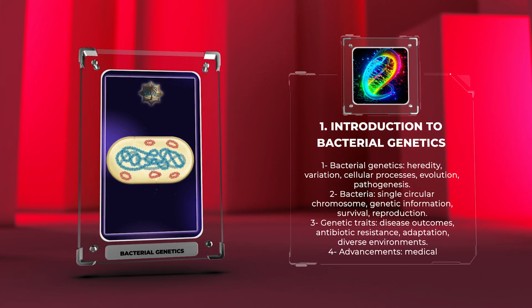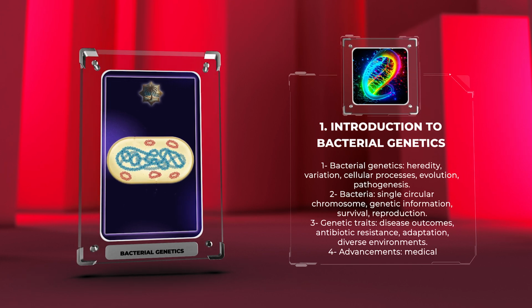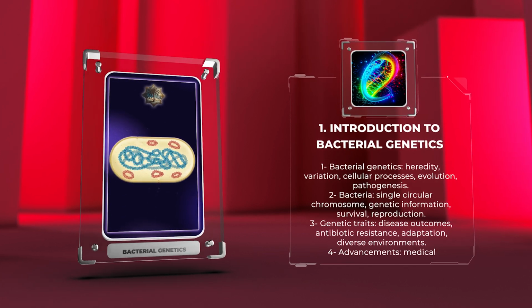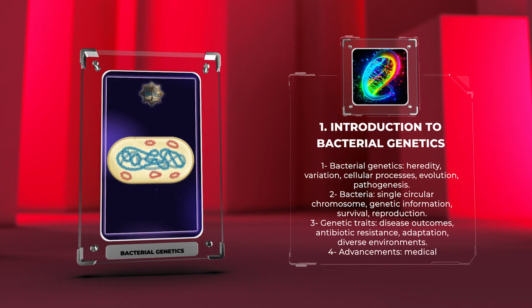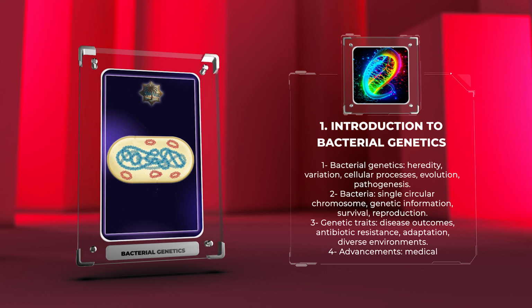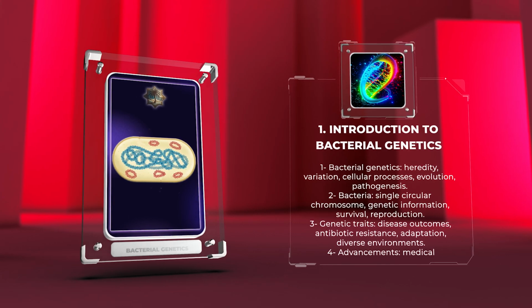Bacteria possess a single circular chromosome, which carries essential genetic information necessary for their survival and reproduction. These genetic traits can influence various disease outcomes, antibiotic resistance, and adaptation to diverse environments. Understanding the fundamentals of bacterial genetics forms the basis for numerous advancements in medical microbiology.